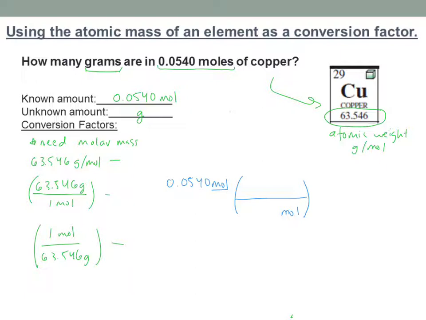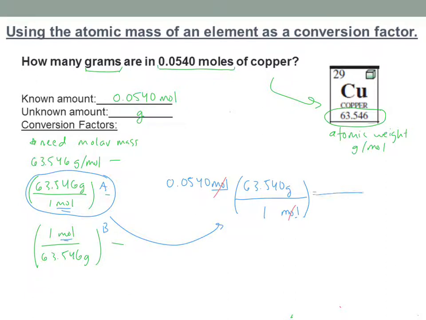To do that, I need to decide: am I going to use version A or version B? In A, I have my mole on the bottom, but in B, I have my mole on top. So A is the version that I want to put in because it has the moles on the bottom. I'm just going to take that and put it in as 63.540 grams for every 1 mole. By using this version and not version B, I'm able to get my moles to cancel out, which leaves me only in grams here.